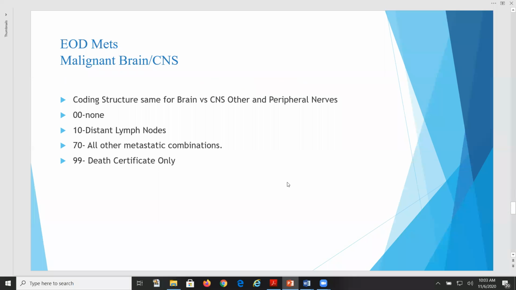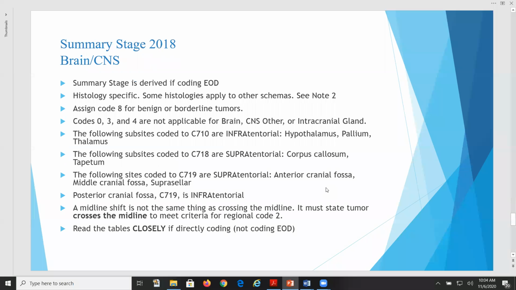For EOD METs for brain and CNS, the coding structure is the same for brain versus CNS other and peripheral nerves. So we have 00 for none, 10 for distant lymph nodes, 70 for all other metastatic combinations, and 99 for death certificate only. For summary stage, if you're coding extent of disease, then summary stage is derived.